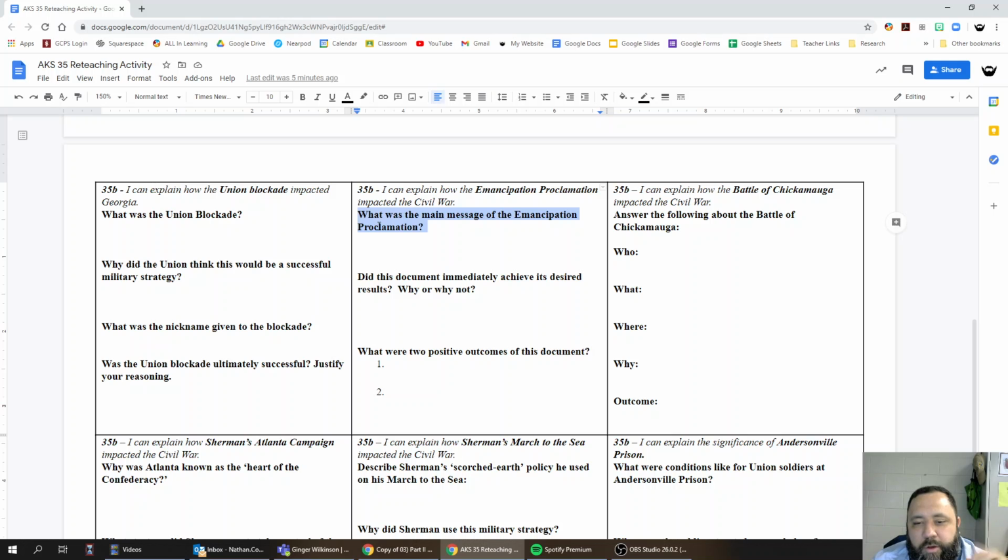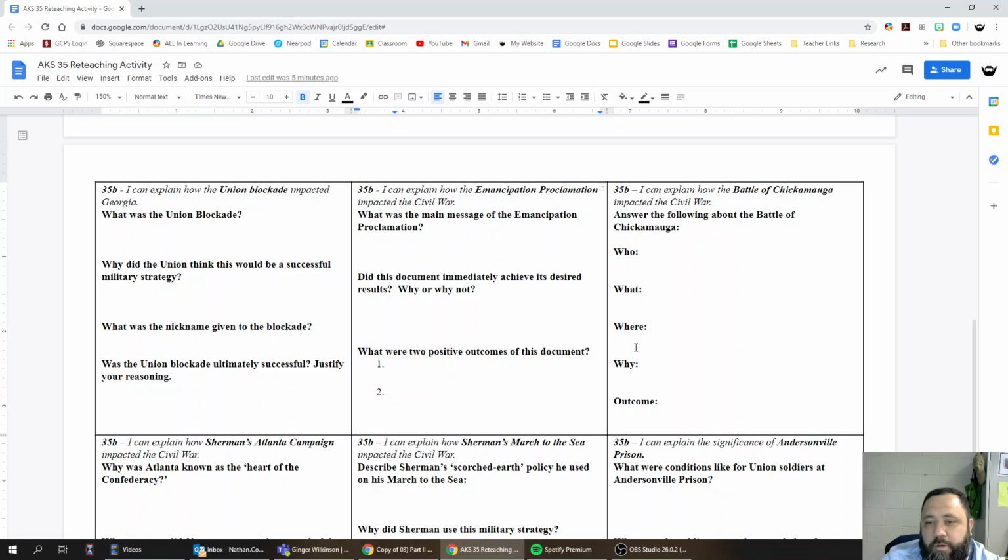There's 2 positive outcomes overall, though. Ultimately, it does free millions of slaves. And also, number 2, it allows African Americans to serve in the U.S. Army.